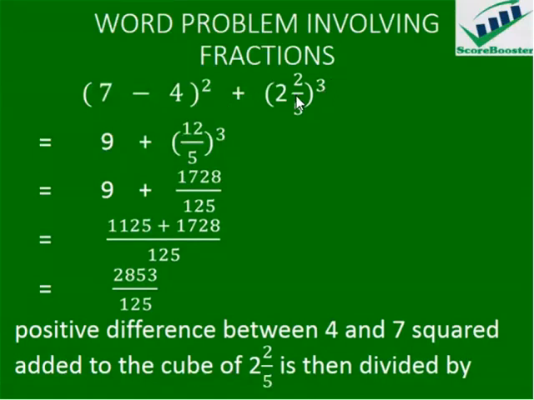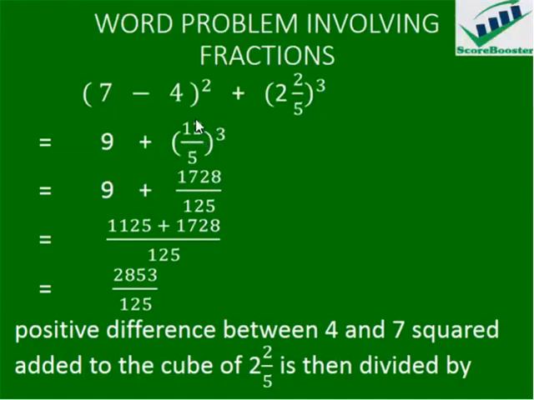You can see that I'm following the step. So 7 minus 4 squared, we already have the result to be 9, plus we change this to an improper fraction. 5 multiplied by 2, 10. 10 plus 2, 12 over 5 raised to power 3. So we have 9 plus.